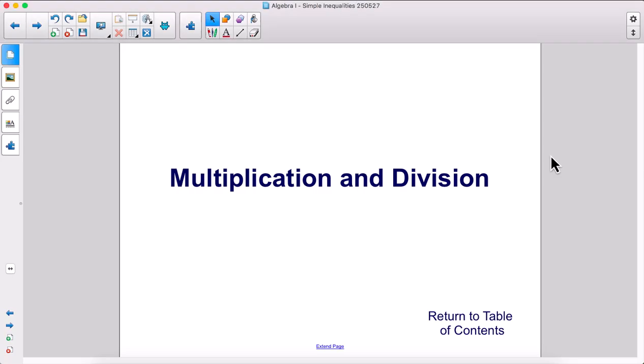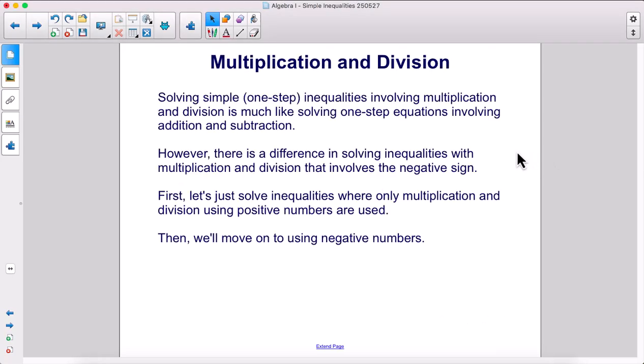Multiplication and division. Solving simple inequalities involving multiplication and division is much like solving one-step equations involving addition and subtraction. However, there is a difference in solving inequalities with multiplication and division that involves the negative sign. First, let's just solve inequalities where only multiplication and division using positive numbers are used. Then we'll move on to using negative numbers.